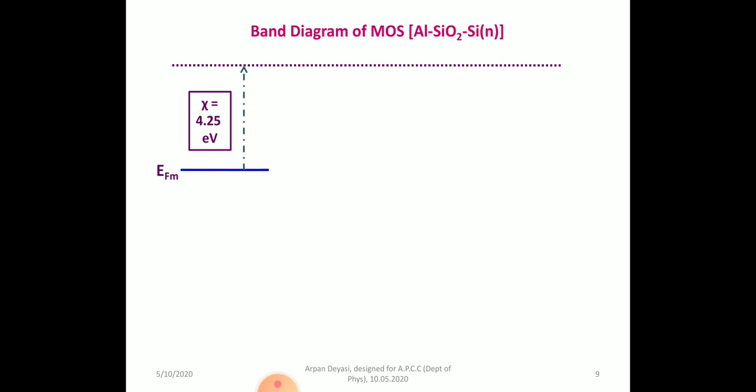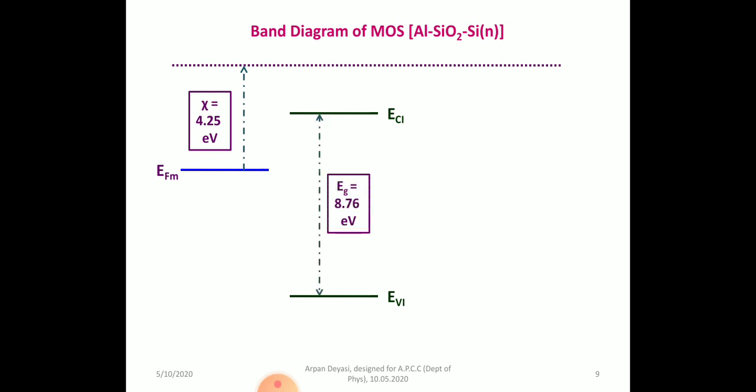That is for aluminum. Next comes the silicon dioxide. Silicon dioxide has a wider band gap, and the band gap is 8.76 electron volt. So it's an insulator. From the band gap it is very clear, and electron affinity is very small, it's 0.9 electron volt. So that's the band diagram of silicon dioxide, and obviously the Fermi level will lie in the middle because it's intrinsic, so I am not bothered about the electron transmission from valence to conduction, it doesn't matter.